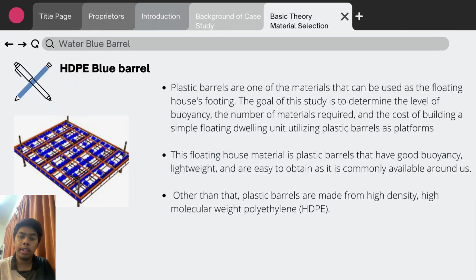Next, HDPE blue barrel. Plastic barrels are one of the materials that can be used as the floating house footing. The goal of this study is to determine the level of buoyancy, the amount of material required, and the cost of building a simple floating dwelling unit utilizing plastic barrels as a platform. This floating house material is plastic barrels that have good buoyancy, are lightweight, and are easy to obtain as they are commonly available around us. Other than that, plastic barrels are made from high density, high molecular weight polyethylene.